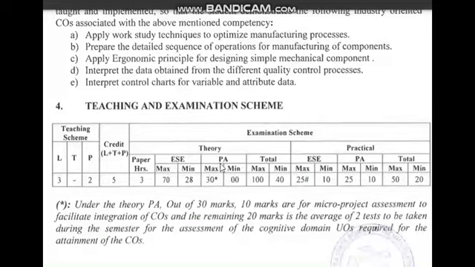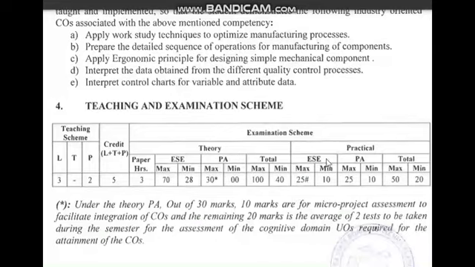Then progressive assessment, maximum marks 30, and in this 30, 10 marks are for your micro project and 20 marks are for your class tests. This is the average of 2 class tests we take. So totally under the theory component, that is end semester exam plus progressive assessment, we have a total of 100 marks, and passing is 40.